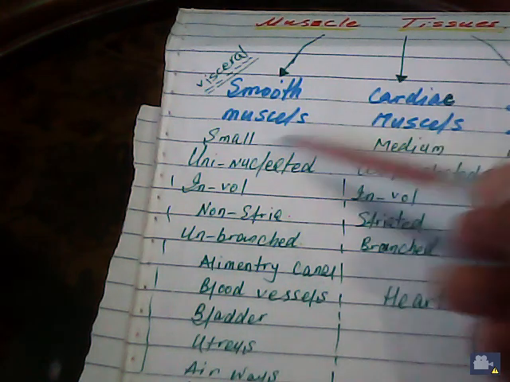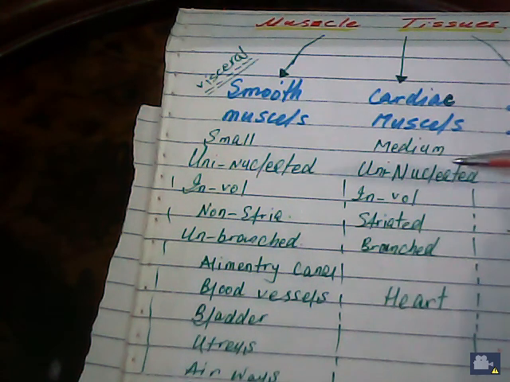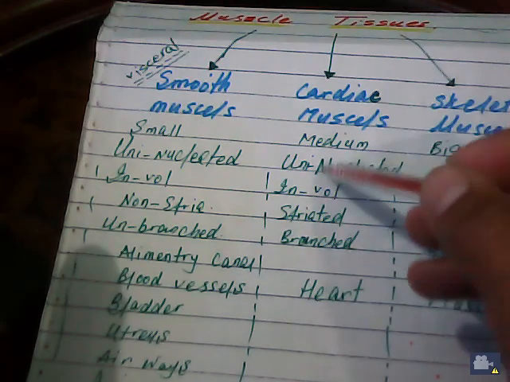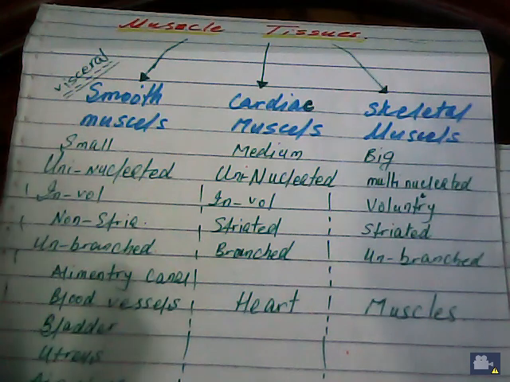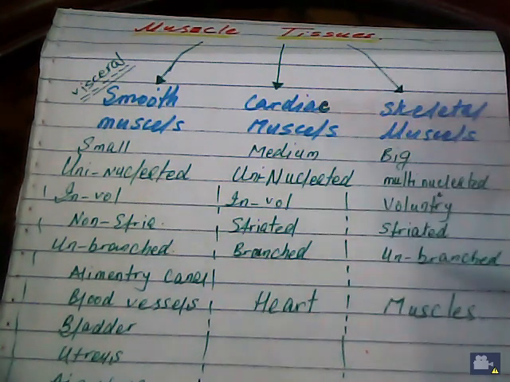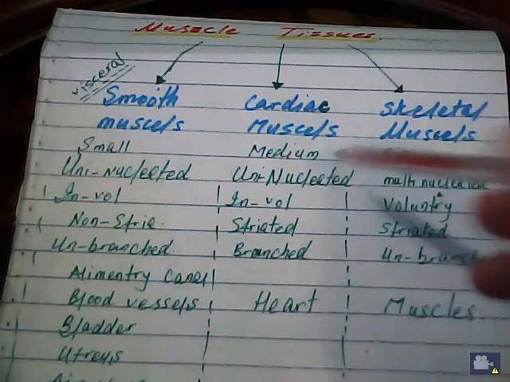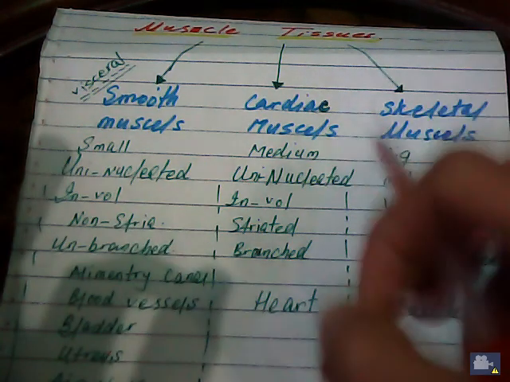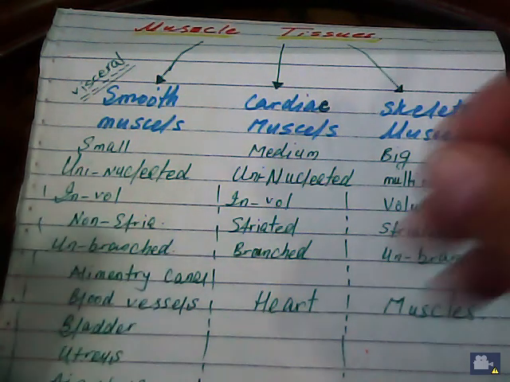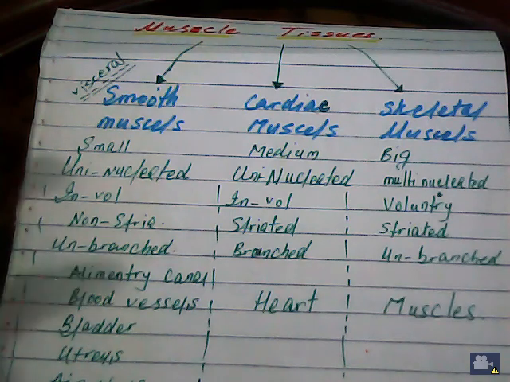And if we talk about the size, the smooth muscles are small in size in comparison with cardiac muscles and skeletal muscles, and the cardiac muscles are medium in size while skeletal muscles are the biggest in size, okay, in comparison with the rest of the two. And smooth muscles are uninucleated while cardiac muscles are also uninucleated, but the cardiac muscles have the nucleus in the center of the cell, and skeletal muscles are multinucleated. So nuclei can be found not only in the center, they can be found in the periphery of the cell. So this is very important to know.